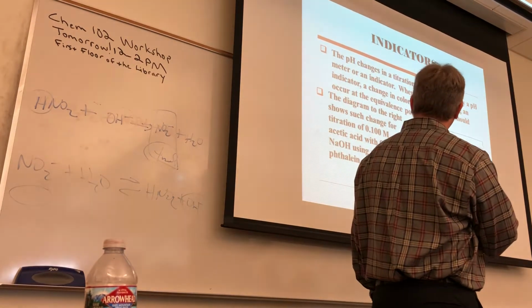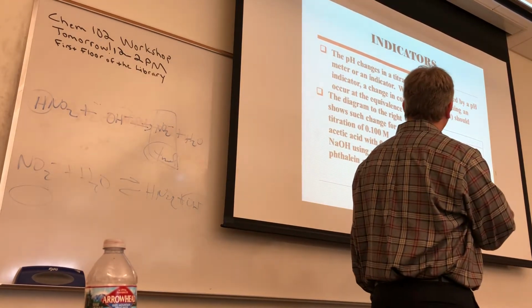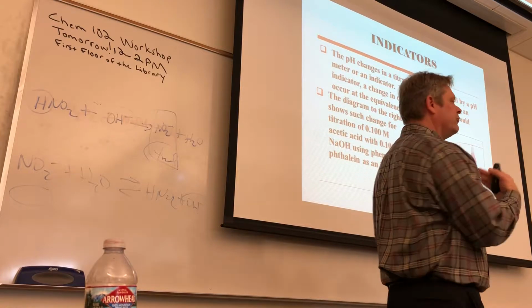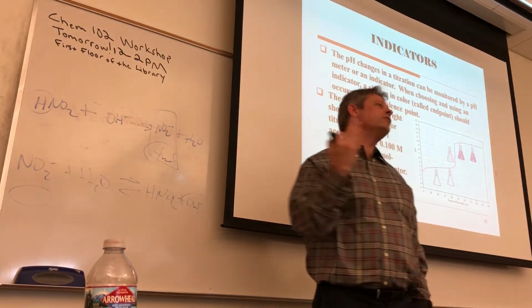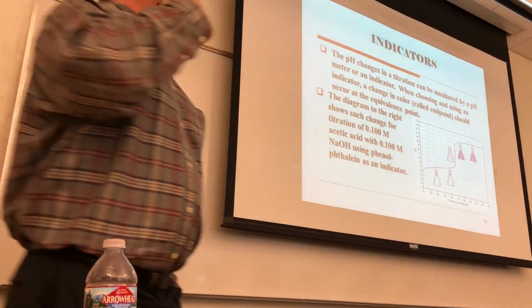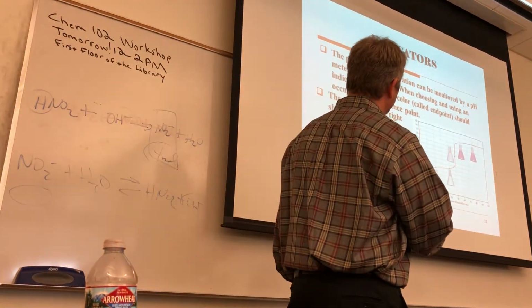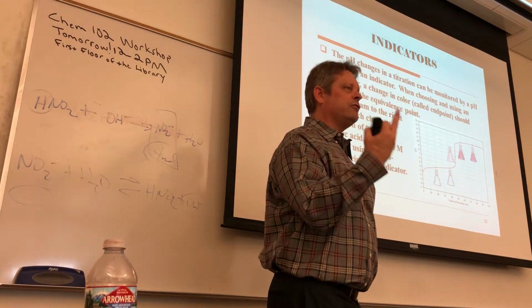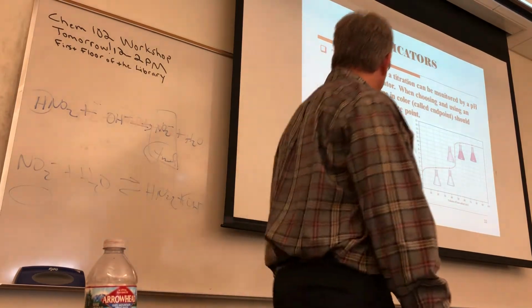So the endpoint should occur at the equivalence point, or at the very least close to it. Otherwise, it's not really that useful as an indicator for what you're trying to solve. But if it's not at the equivalence point, then you simply call it the endpoint, and that's just the color change of an indicator. That's it.